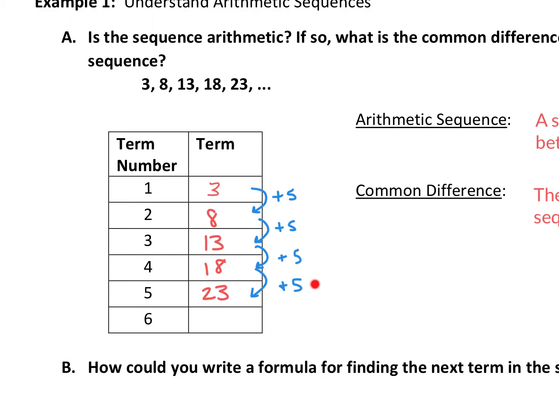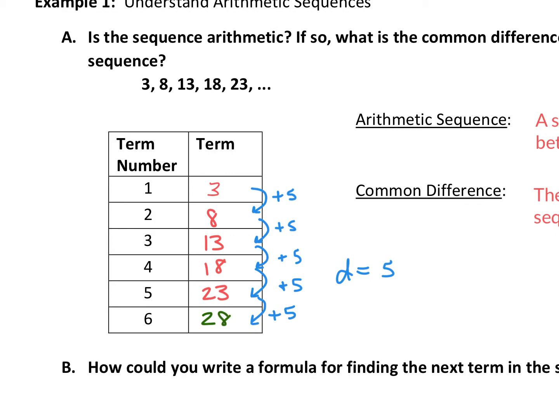This is the common difference. If you are adding a constant difference like that, we usually denote that with a D. Our common difference is 5. So following that logic, we know that if we add 5 to the fifth term of 23, we'll get the sixth term. So our sixth term, when we add 5, we get 28.